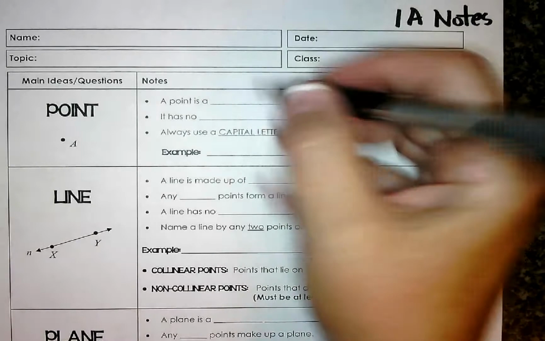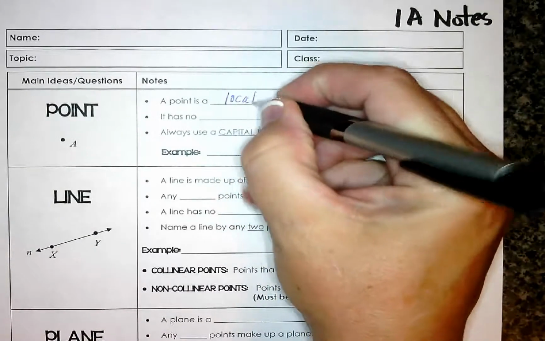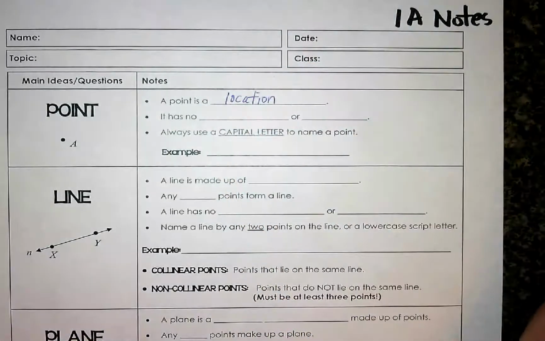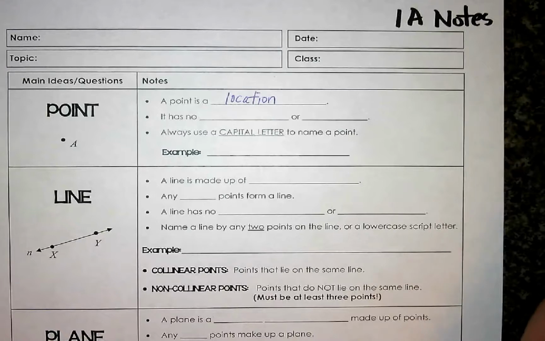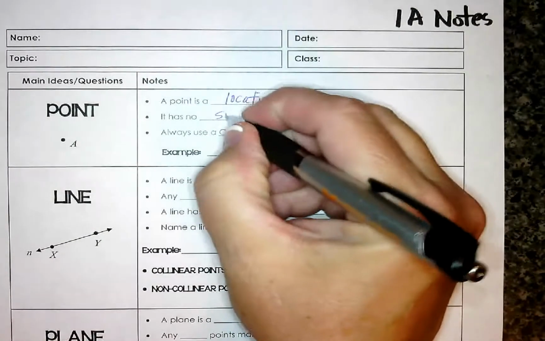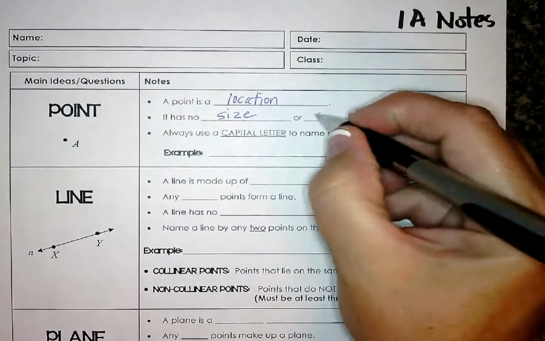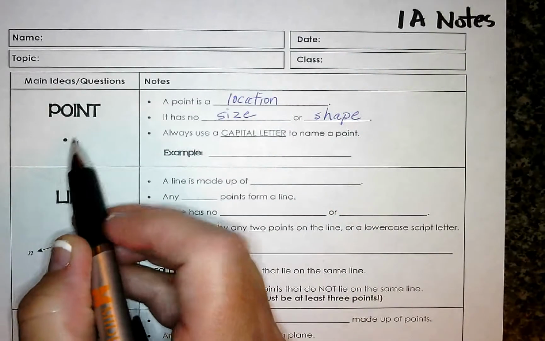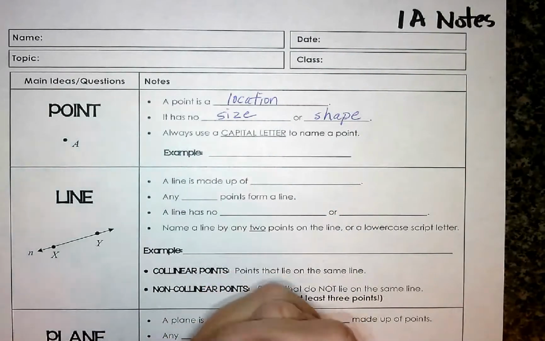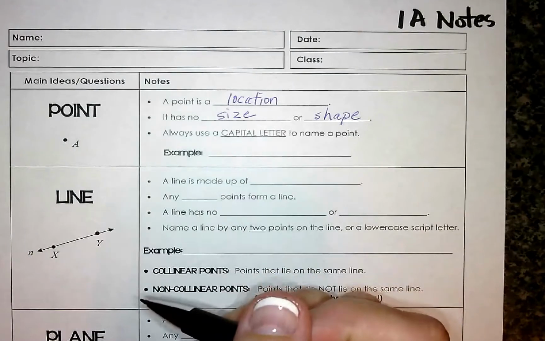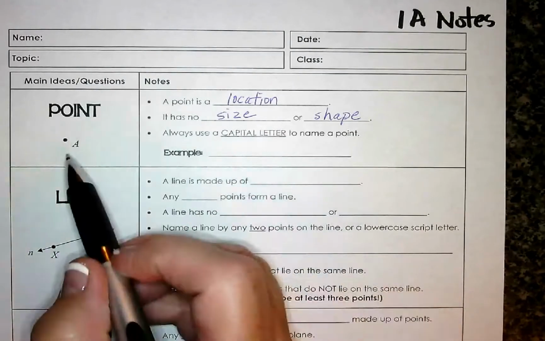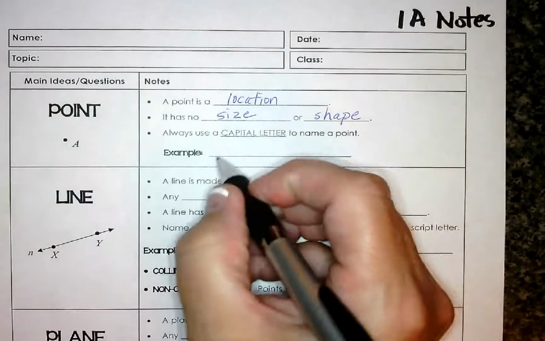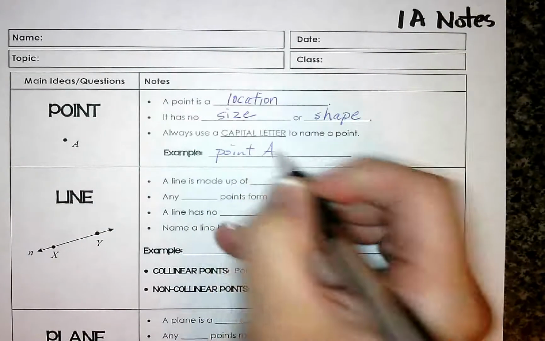First one is a point. A point is indicating a location. Okay, it just tells you where it's at. It tells you like I'm going to point A or I'm going to my friend's house. It has no size or shape. Now it's represented by a dot, but it doesn't matter if it's a little dot or a big dot. When we name it, we always use a capital letter to signify which one we're talking about. So since this has a capital A beside it, this would be representing point A.